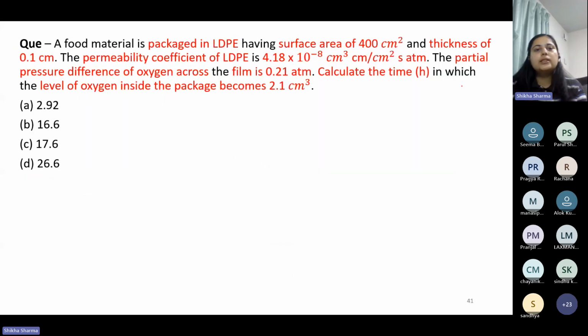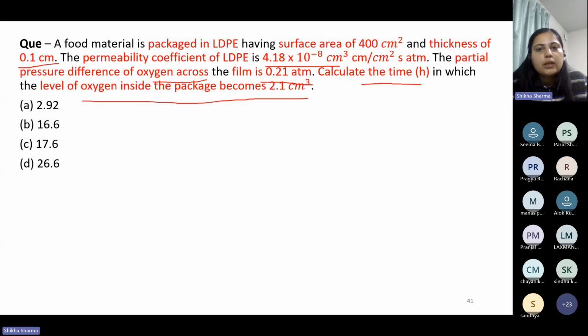A food material is packaged into LDPE packaging material, which has a surface area of 400 centimeter square, and the thickness of the packaging material is 0.1 centimeter. The permeability coefficient is given as 4.18 into 10 to the power minus 8. The partial pressure difference of oxygen across the film is 0.21 atm. Calculate the time in hours in which the level of oxygen inside the packaging material becomes 2.1 centimeter cube.